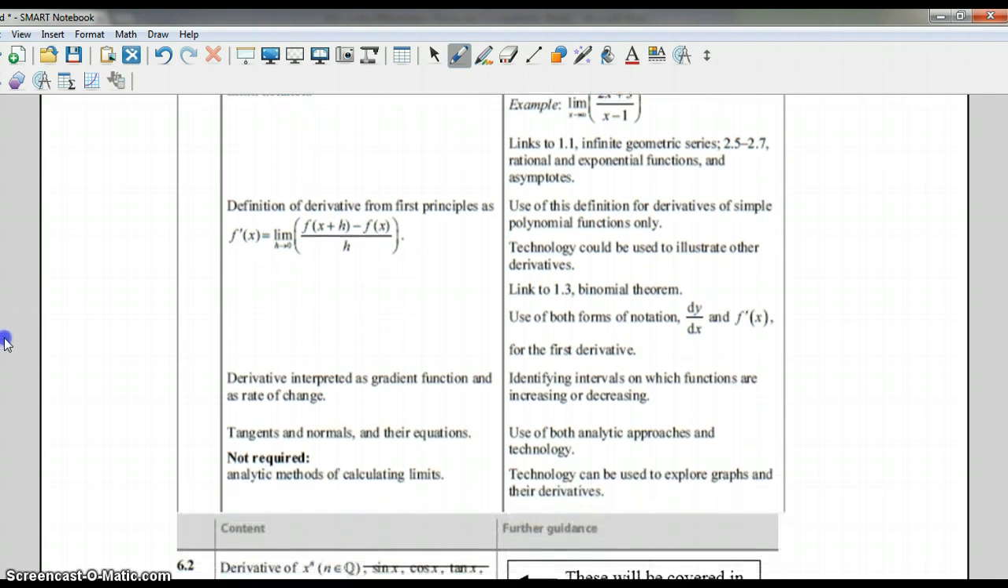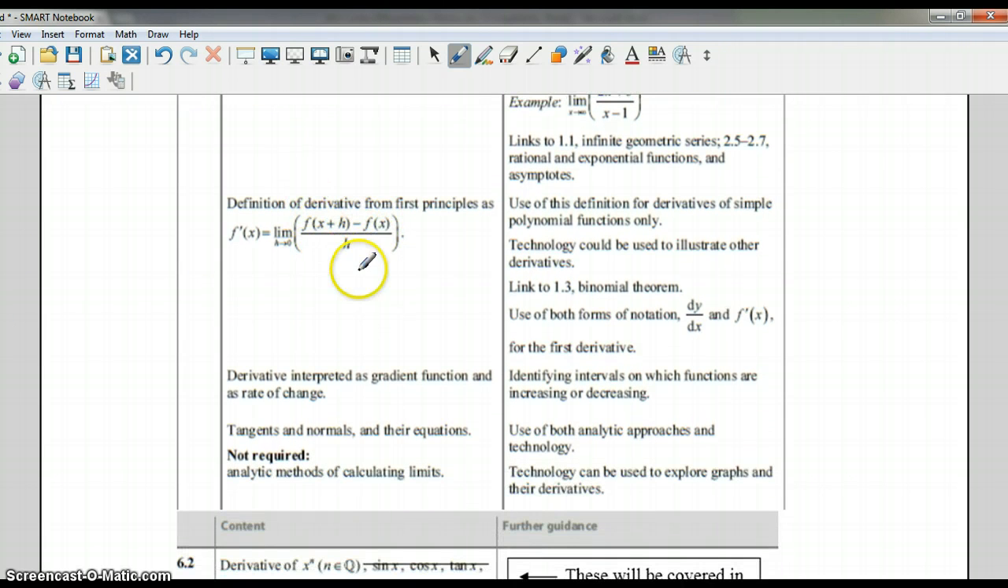Then we started this unit by using the h approaches 0 method, the limit method for finding a derivative. This is also known as the definition of the derivative. So if you're ever asked to use the definition of a derivative, it's always when h approaches 0. You also learned the x approaches a method. So there are 2 different limit methods you can use.